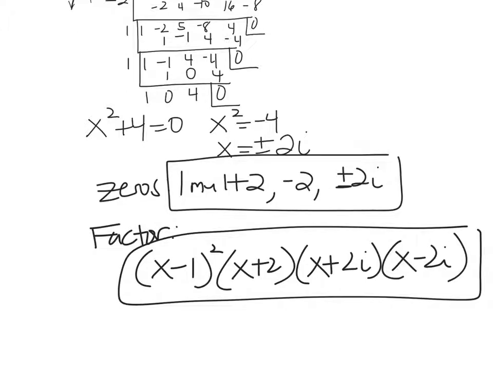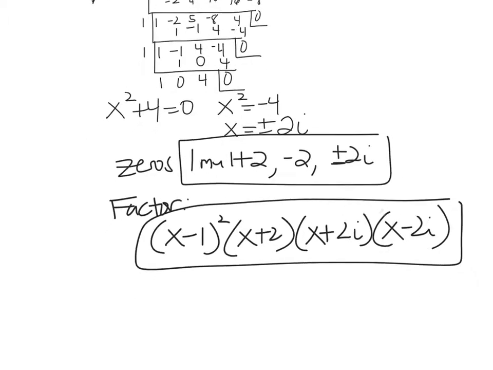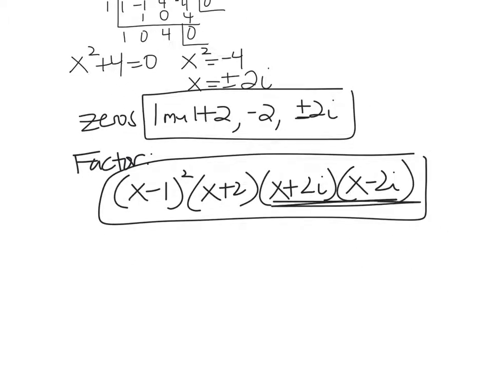Now that brings me to a point here where people sometimes don't like to factor it like this right here with the 2i and the negative 2i. They'd rather you leave it as x squared plus 4 because they don't want imaginary or complex numbers in there. So let me show you the difference if they're going to ask for something like that, okay? All right.